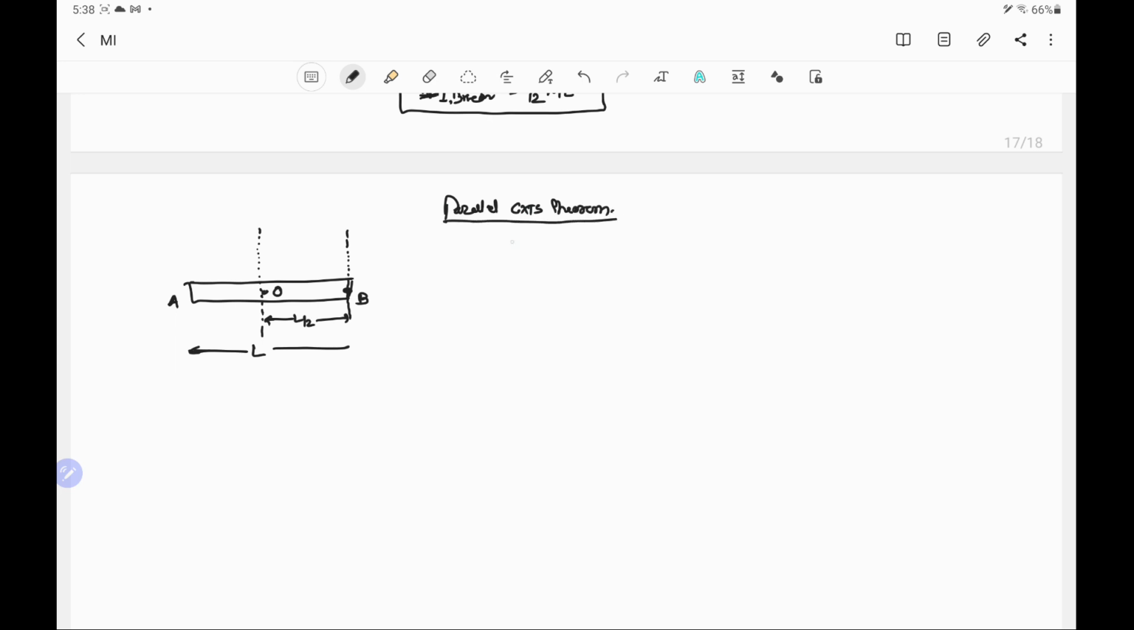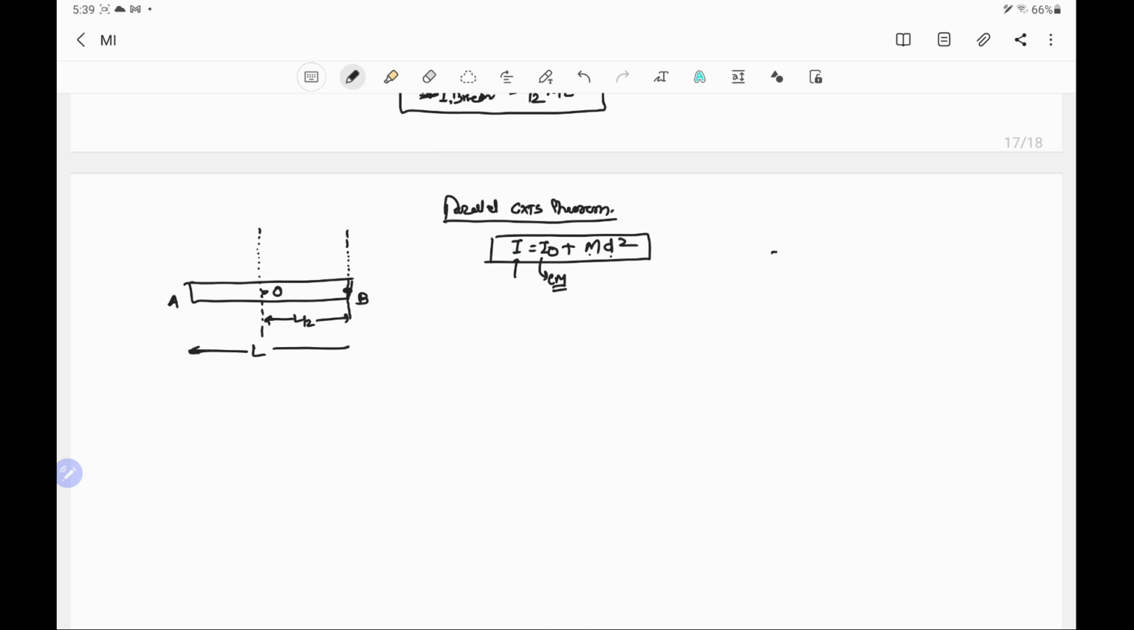Parallel axis theorem says I equals I naught plus m d square. I naught is the moment of inertia about the axis passing through the center of mass. I is about the axis parallel to this axis through which we have found the I naught. M is the total mass of the rod, and d is the distance of the center of mass from the point through which axis is passing for I.